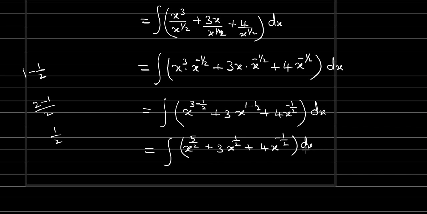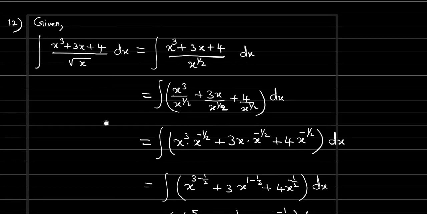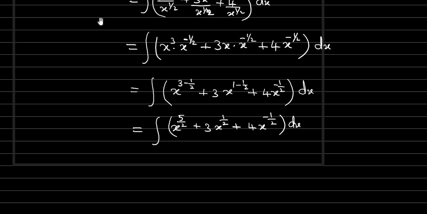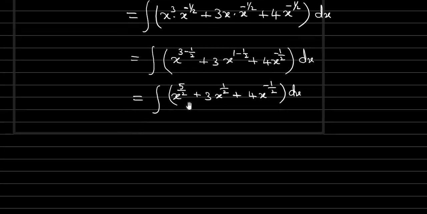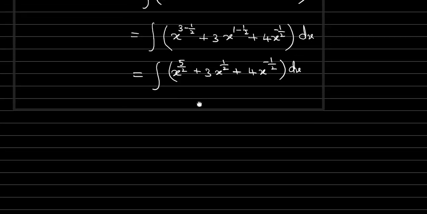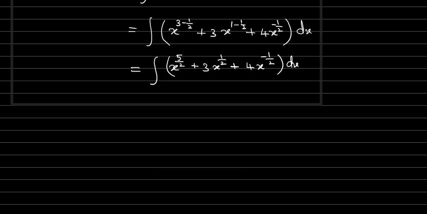Yes. So totally what we have done? The question completely. This is the given question. We simplified with normal algebraic simplification and proceeded this way. So now each term separately we can proceed with the integration. So integral x power 5 by 2 dx plus integral 3 x power 1 by 2 dx plus integral 4 x power minus 1 by 2 dx.